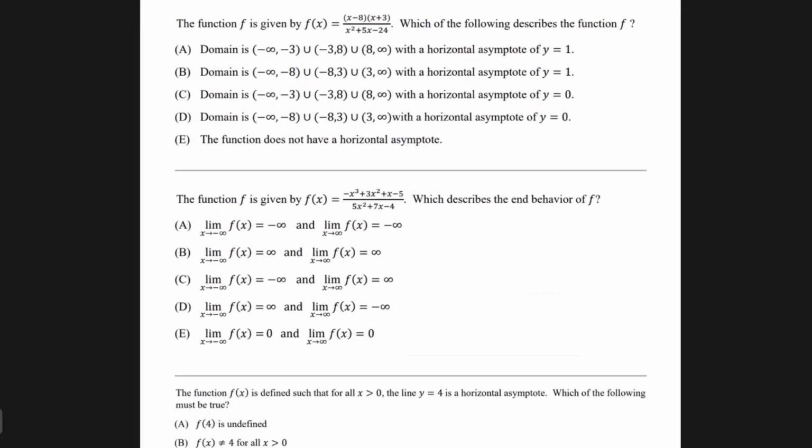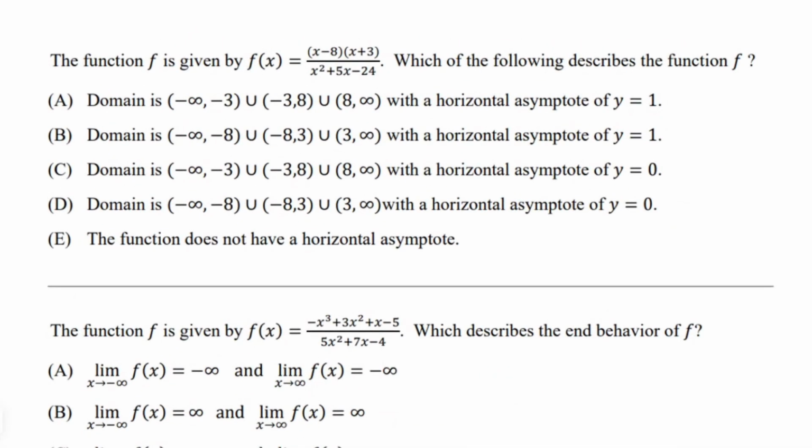Okay. Let's do a few problems and call it a day. The function f is given by f of x equals that guy over that guy. Which of the following describes f? So first off, we need to come up with the domain. In order to come up with the domain, we need to factor the bottom and find out what makes it equal to 0.